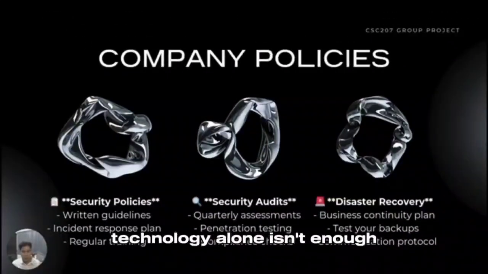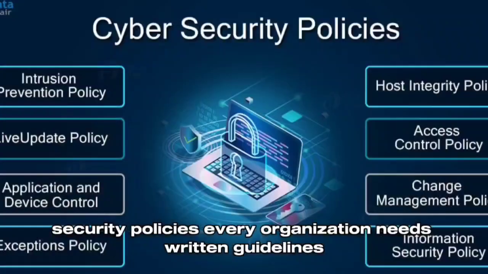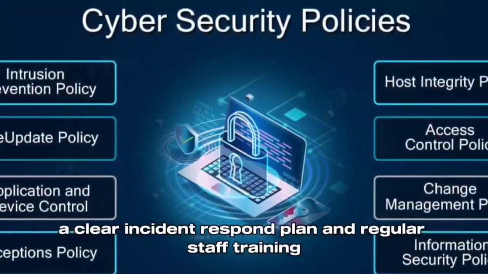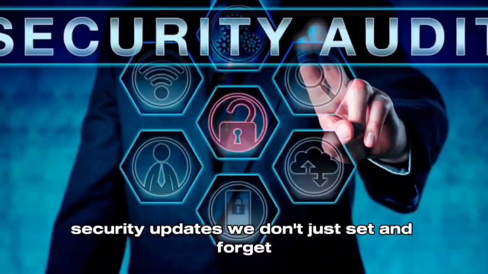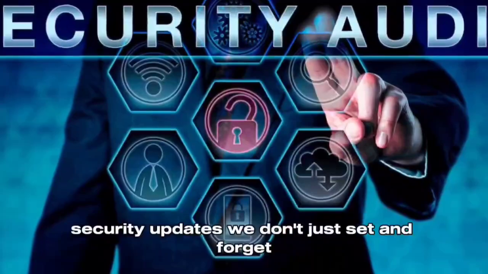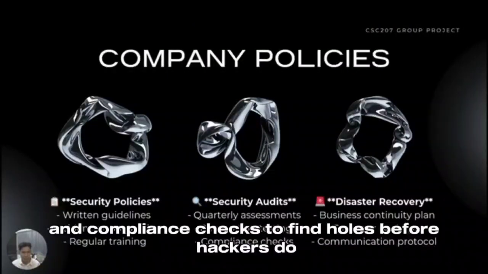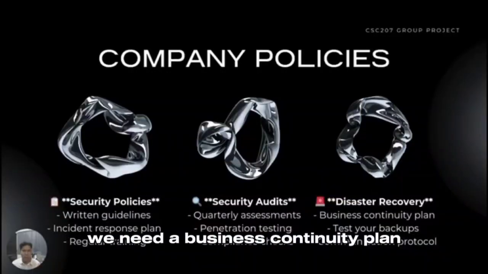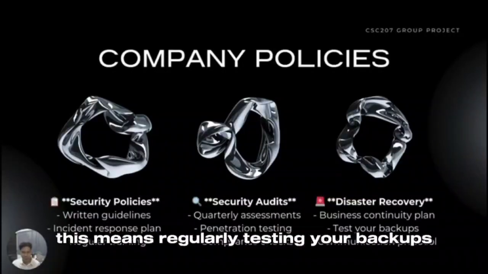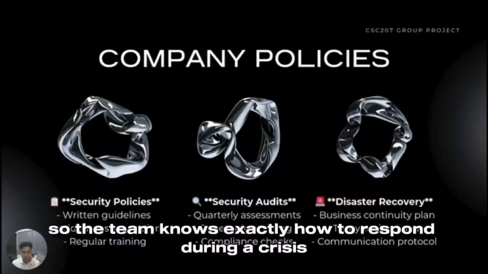Well, technology alone isn't enough. We need strong company policies. Security policies: every organization needs written guidelines, a clear incident response plan, and regular staff training. Security audits: we don't just set and forget. We perform quarterly assessments, penetration testing, and compliance checks to find holes before hackers do. And last, disaster recovery. Finally, if the worst happens, we need a business continuity plan. This means regularly testing your backups and having a clear communication protocol so the team knows exactly how to respond during a crisis.